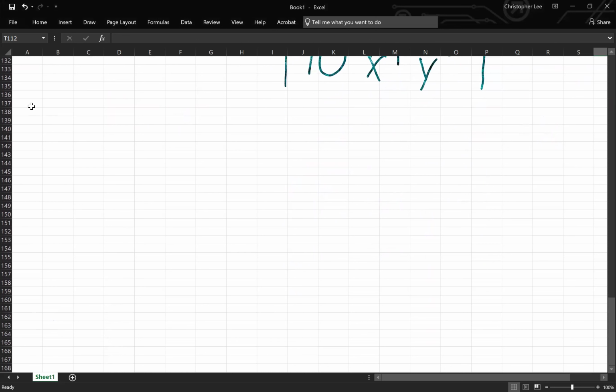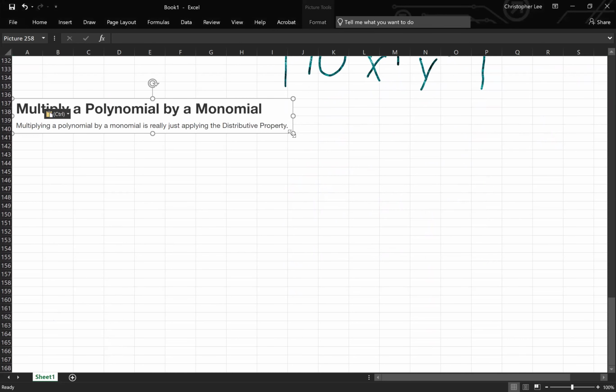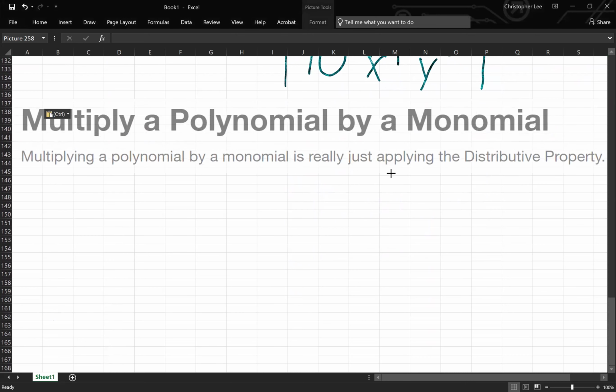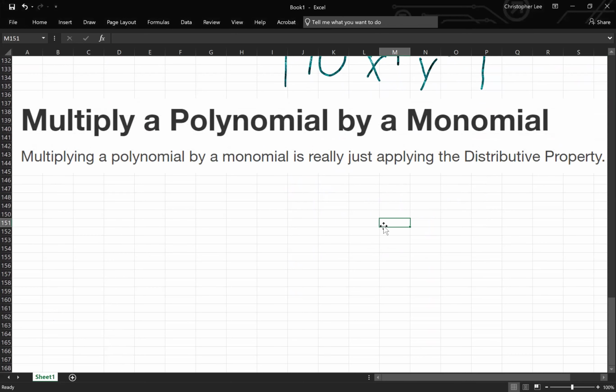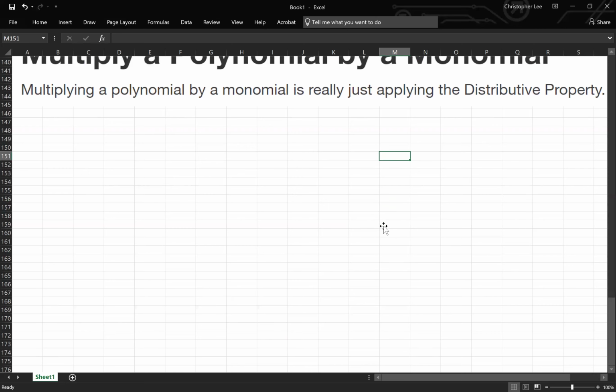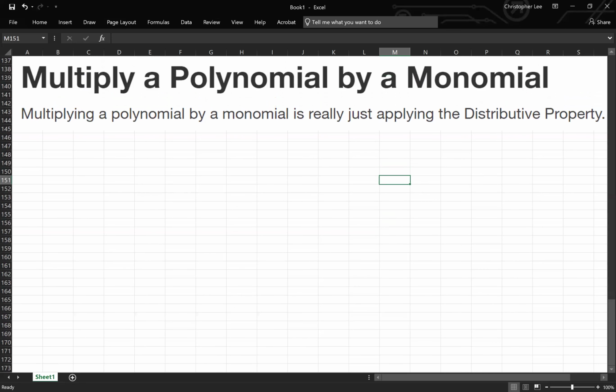So here's what we're getting into now. We're going to multiply a polynomial by a monomial. Multiplying a polynomial by a monomial is really just applying the distributive property, just like how we did in the example. Nice and simple, all right?